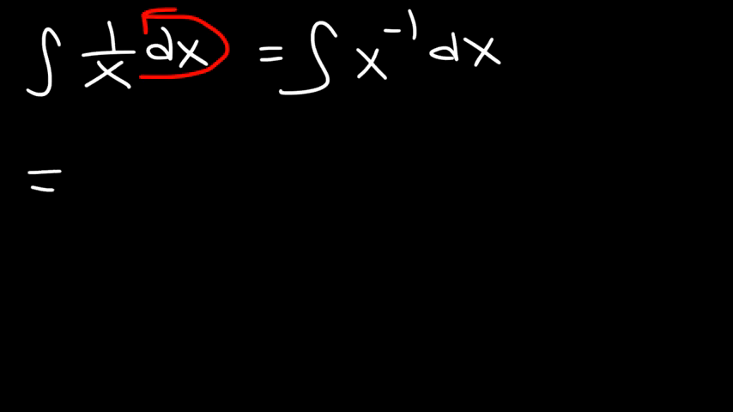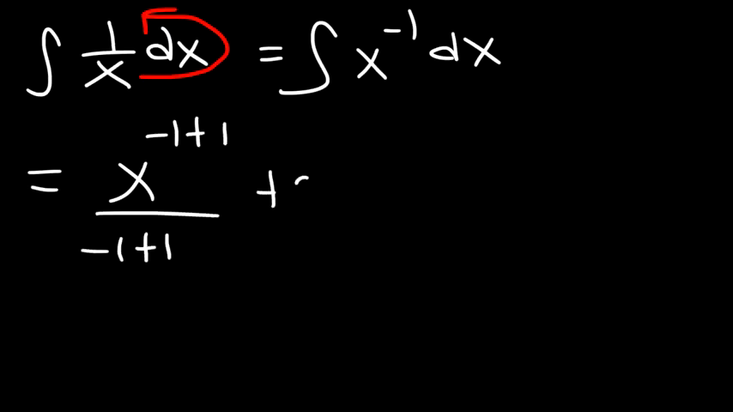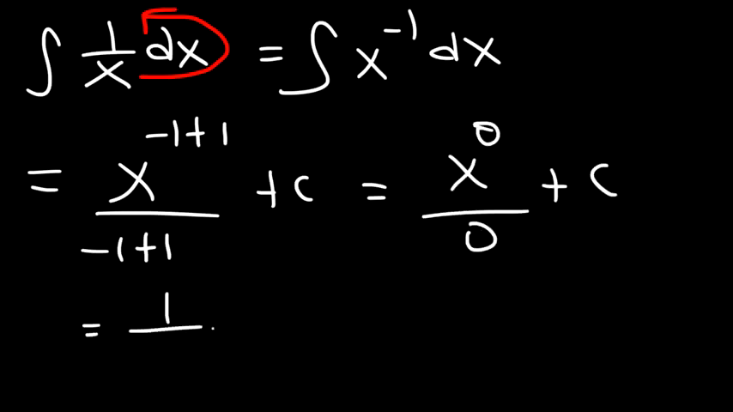If we use the power rule at this point, it's going to be x to the negative 1 plus 1 divided by negative 1 plus 1, plus c. Negative 1 plus 1 is 0. x to the 0 is 1, but 1 divided by 0 is undefined. And so we're going to have some issues here. So there must be something else that we could do.